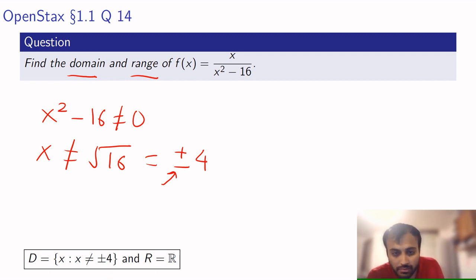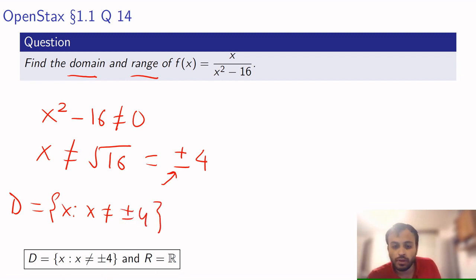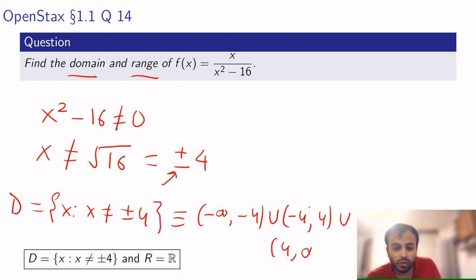So the domain of this particular function can be any value except plus or minus 4. So we can say that the domain is x such that x should not be equal to plus or minus 4. There is another way of representing the same thing. We can say that the domain is from minus infinity to minus 4, union minus 4 to 4, union 4 to infinity.